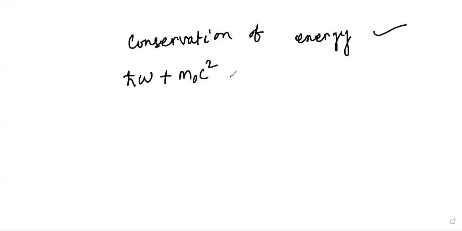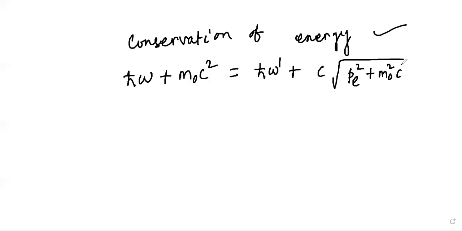So m0 c squared is equal to, after the collision, the photon got scattered and it has some energy, h bar omega prime, plus the energy of the electron, which is given by, for a relativistic particle, (p squared c squared plus m0 squared c to the fourth) to the power 1 by 2. You can write it this way, or you can just take c out and then write.